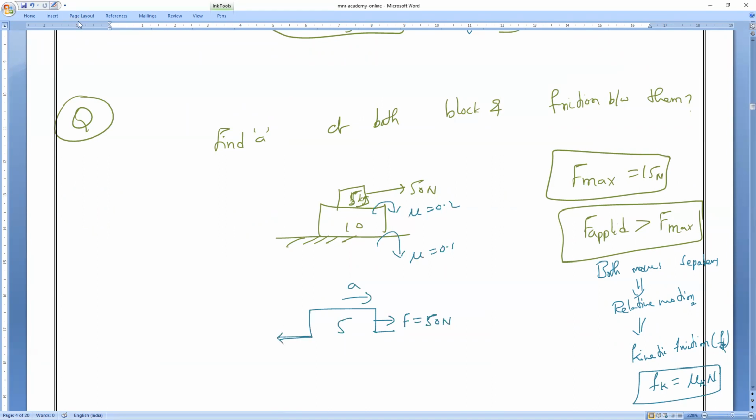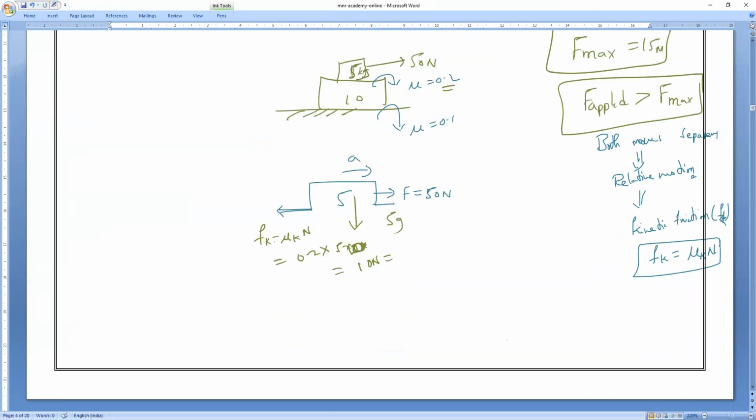Sorry, the kinetic friction now. So limiting friction is like kinetic friction. So Fk is equal to mu k into N. What is the mu k value of this surface? 0.2 into the N value, which is down only, 5g. So 5 into g, which is 50. 0.2 into 50, how many newtons? 10 newtons. The g value is 10. Correct?